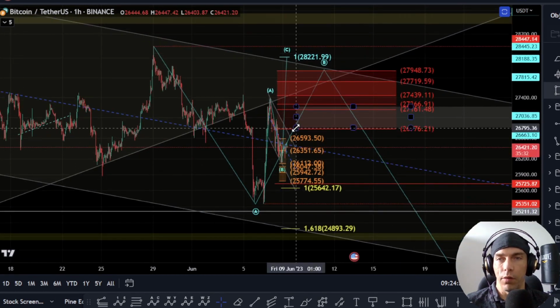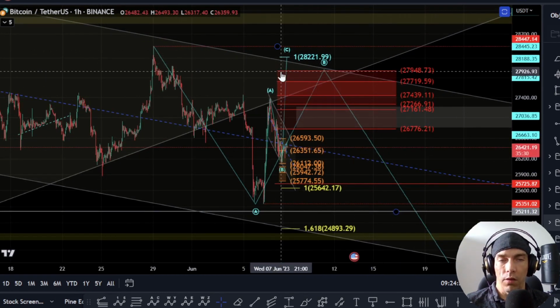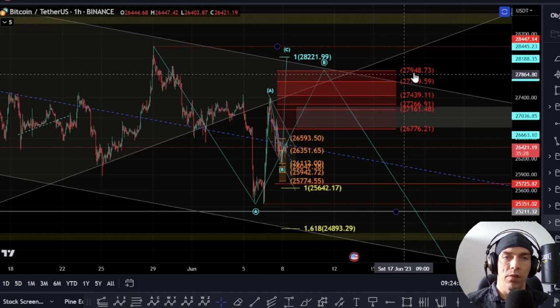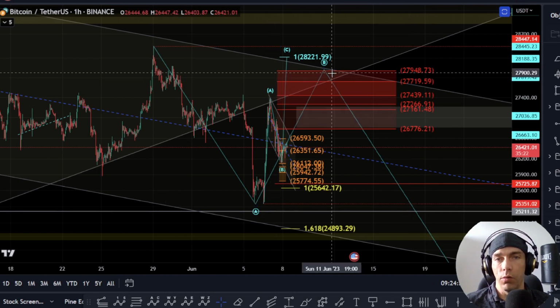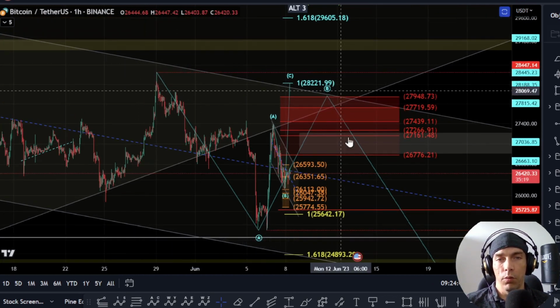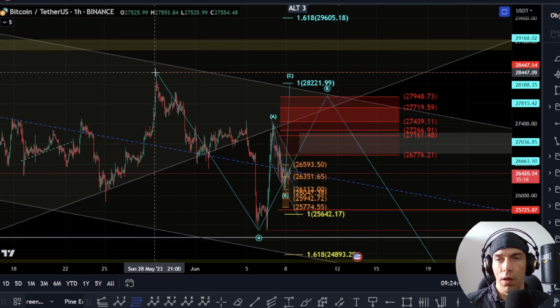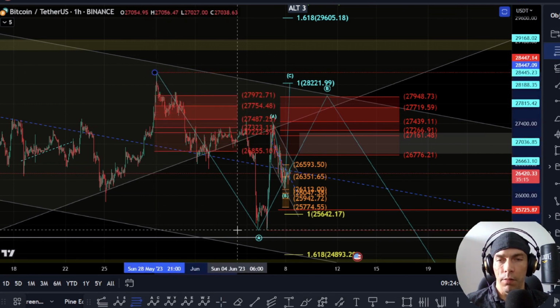Now, if we are looking at this as a flat, what we'd be looking for as a regular flat would be a move up towards this 854 region, which would be here towards this 27,948. Now, it is also possible, if this is a flat, that we could actually see price push above the A wave origin.